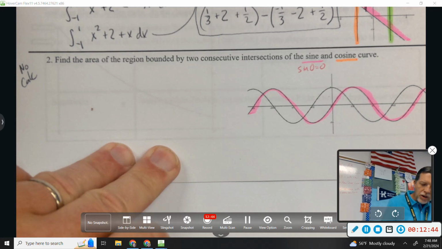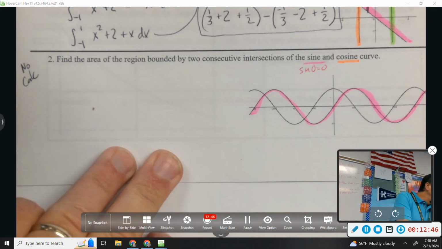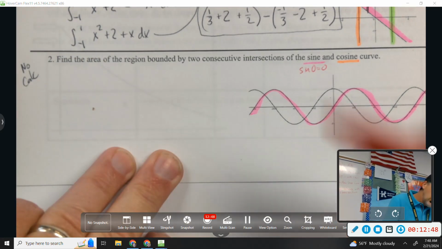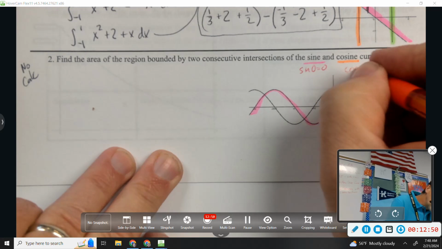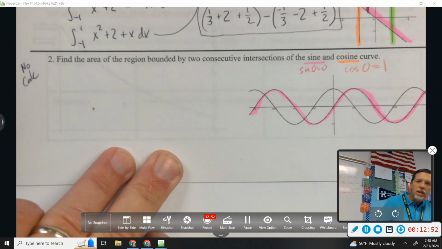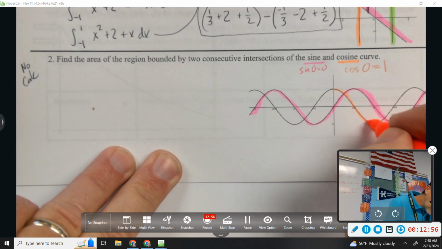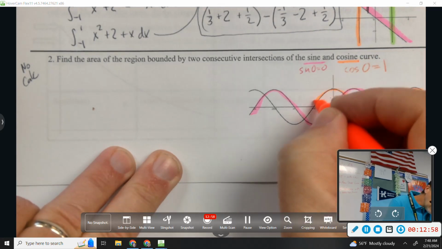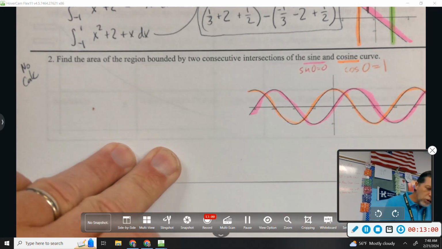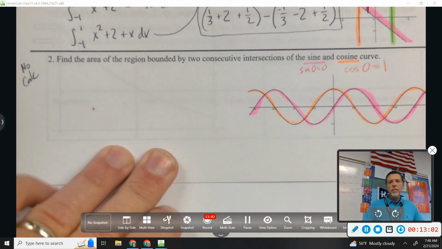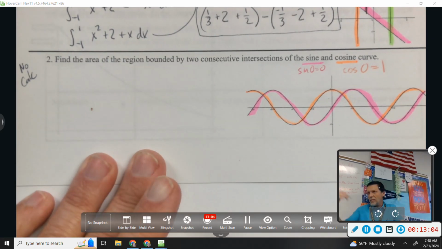Means the other one has to be cosine. But while we're thinking about it, hopefully you remember that the cosine of 0 is 1. So cosine starts at a maximum. Alright, so now we've identified who is who, which is important for the top minus bottom to get that right.